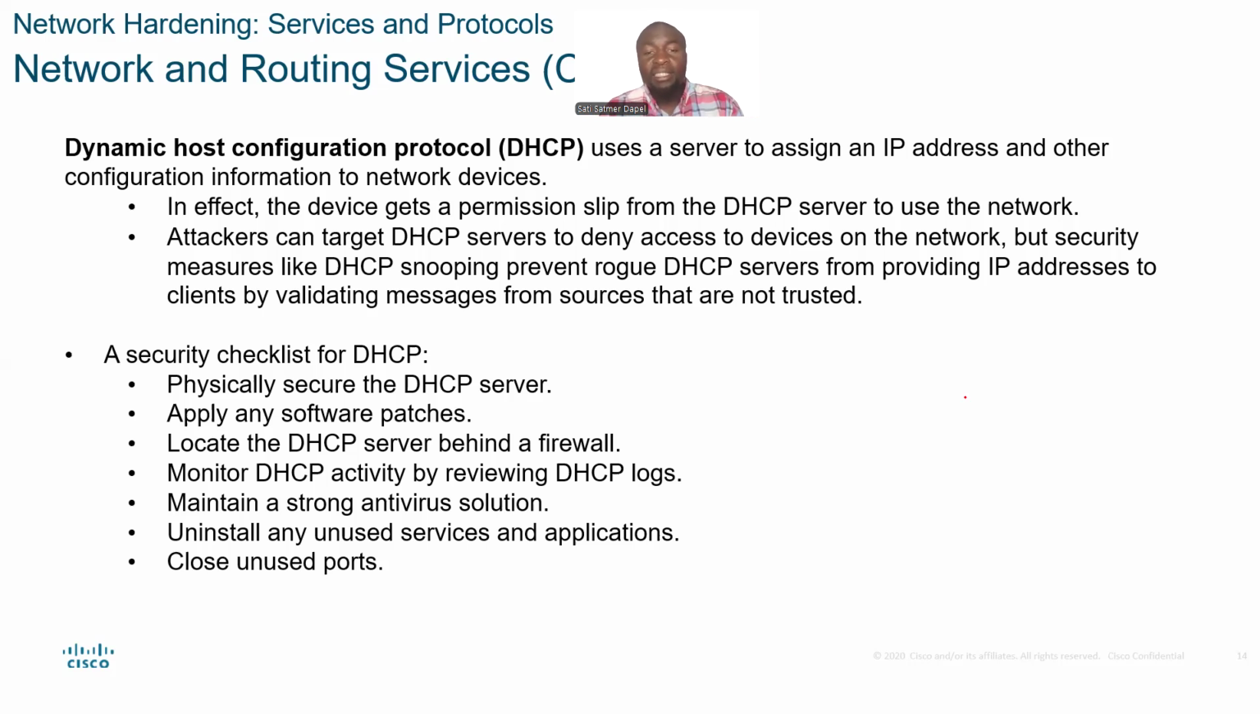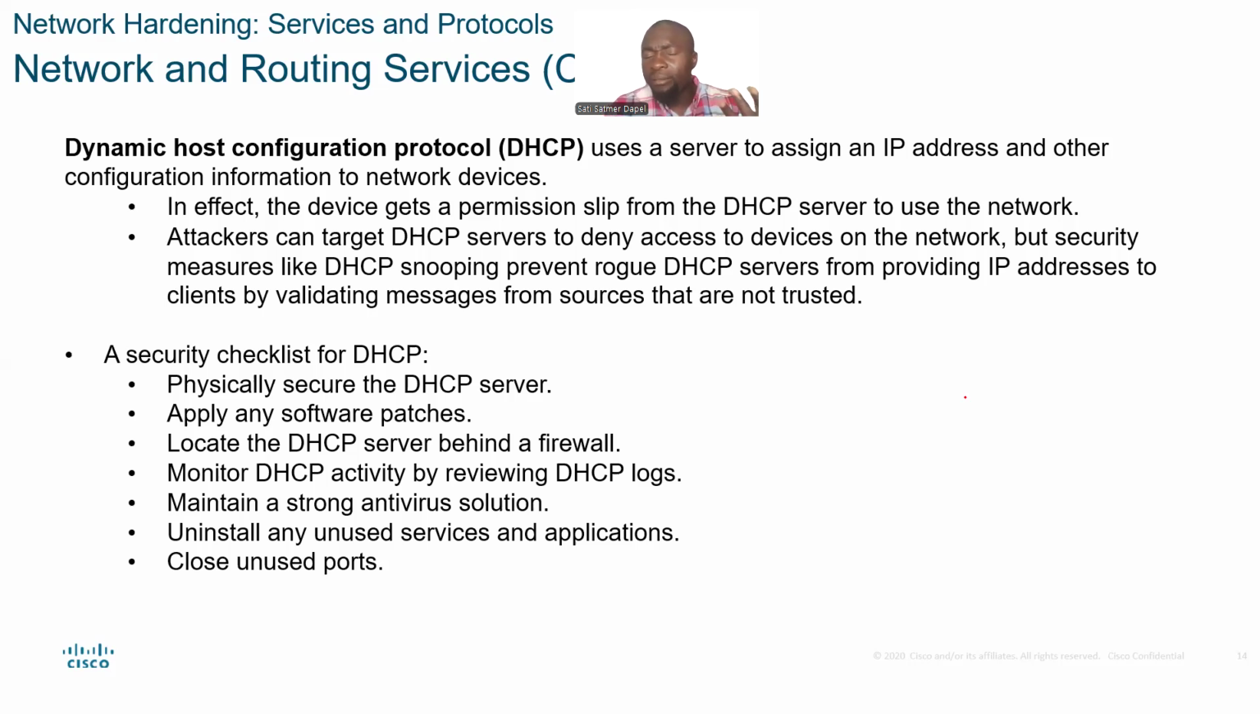Attackers can target the DHCP server to deny access to devices on the network, but security measures like DHCP snooping prevent rogue DHCP servers from providing IP addresses to clients by validating messages from sources that are not trusted. What are we saying here? It is possible that somebody can connect to your network and decide to set up a DHCP server. You already have a DHCP server, in other words, a machine that is automatically giving out IP addresses to these devices.